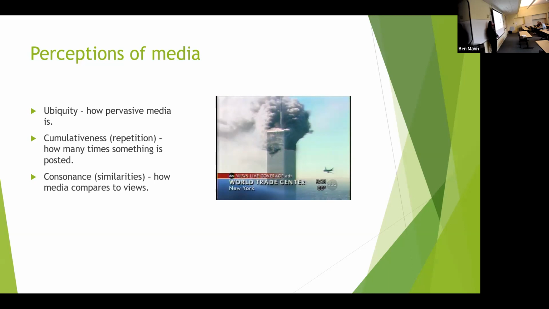And then the third idea here is consonance, the idea of whether or not media compares to our own viewpoints on an issue. We talked last class about how things like political polarization oftentimes mean that we are receiving and choosing media sources that conform to our own perspectives. And so the degree of consonance that we feel between how we view a topic and how media is covering that topic is referring to this idea of consonance.